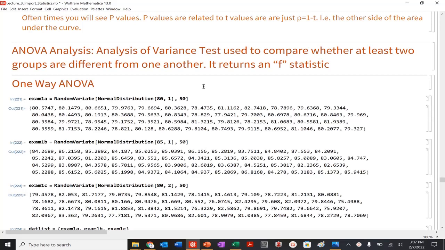Hi everyone, welcome back, and we are going to talk about ANOVA analysis today. So that's analysis of variance testing, and it can be used when we're comparing at least two groups that are different from one another, and returns an F statistic. So let's look at a one-way ANOVA analysis.